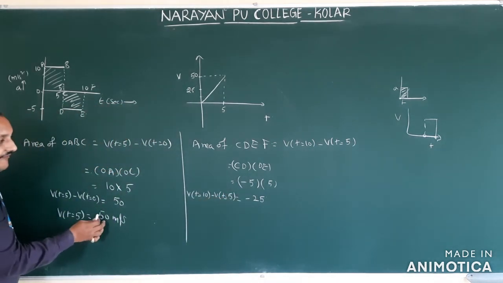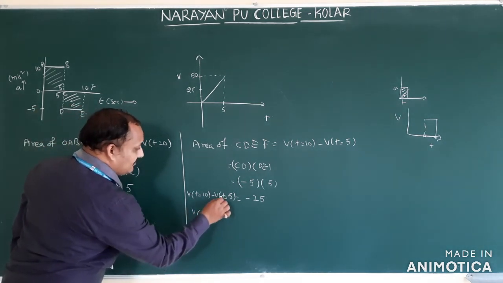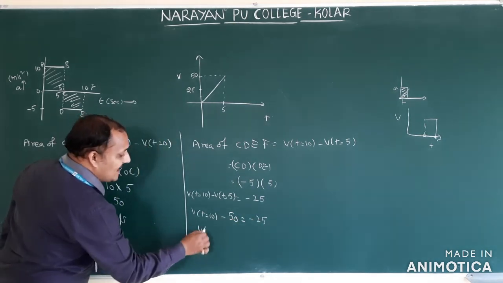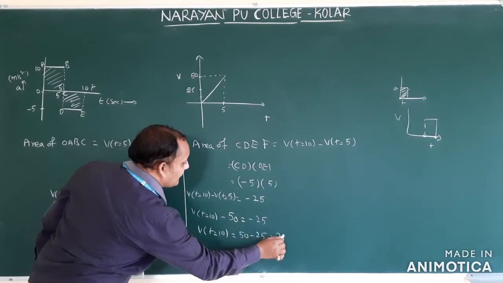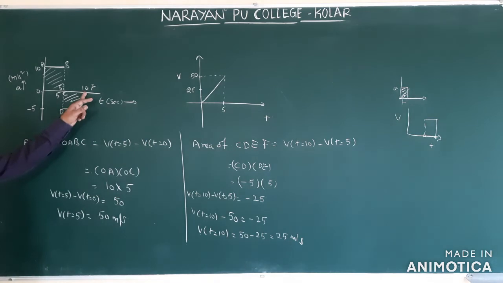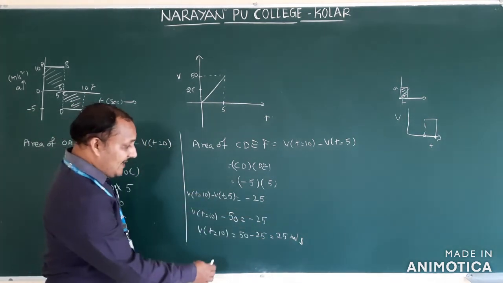Velocity at t equal to 5, how much we got? 50. Therefore, velocity at t equal to 10 minus 50 is equal to minus 25. Velocity at t equal to 10 is equal to 50 minus 25. That is nothing but 25 meter per second. Means at 10 seconds, what is its velocity? 25 meter per second. Okay.